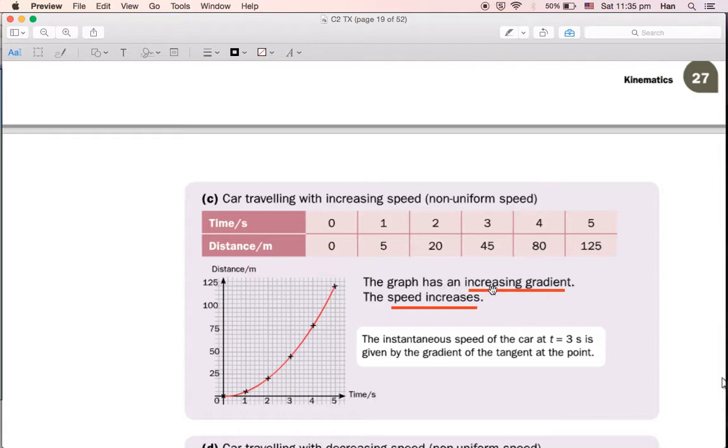The graph has an increasing gradient. An increasing gradient graph shows that the speed is increasing for a distance time graph. Can you see the gradient here compared to the gradient here? The gradient at the end is much steeper than here, so the gradient increases as time passes. As the gradient increases, the speed is increasing, just like the simulation I showed you earlier. Just highlight this: increasing gradient, speed increasing.